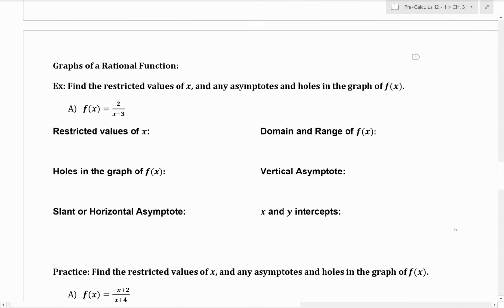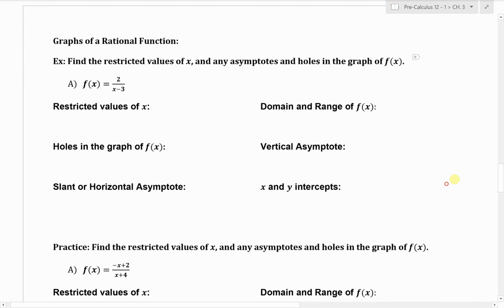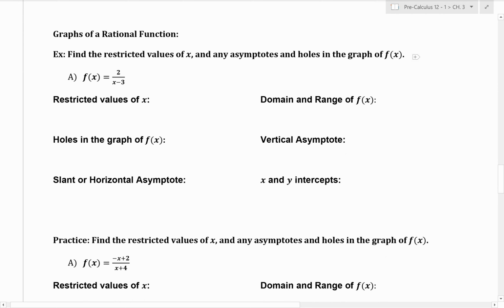So now we're going to do a summary. We're going to look at one particular function and then write down everything there is. I'll do the first one, and I'll let you try the other 2. So we have f of x equals 2 over x minus 3. The restricted value of x is 3, because otherwise it's going to be 0, and you cannot divide by 0. So domain, x cannot be 3. That's the restricted value, but it could be anything else.